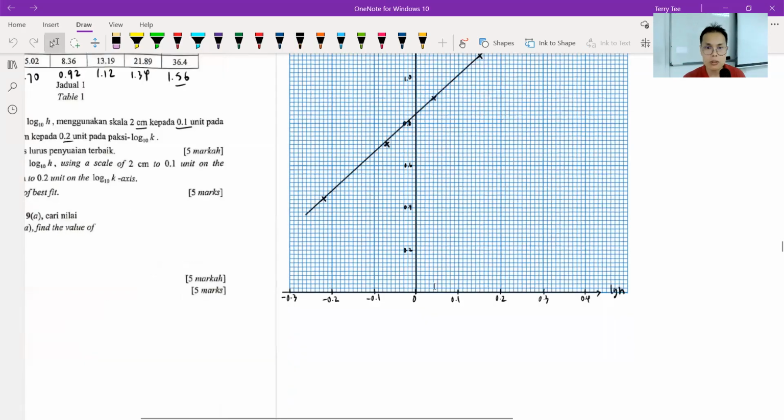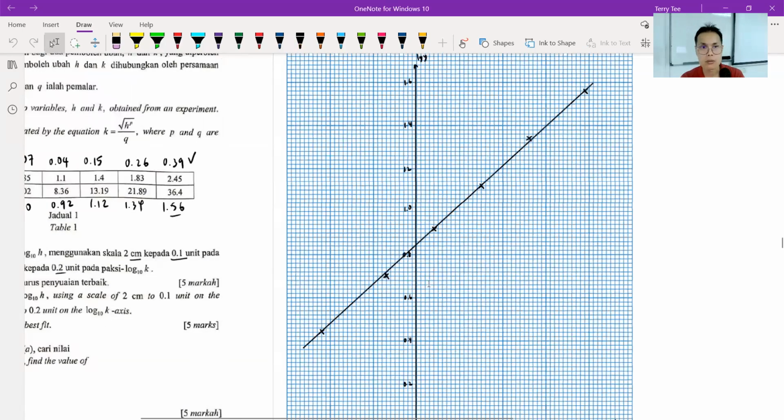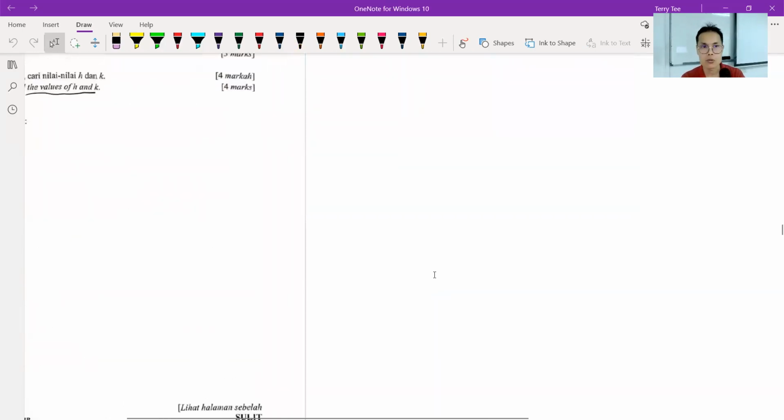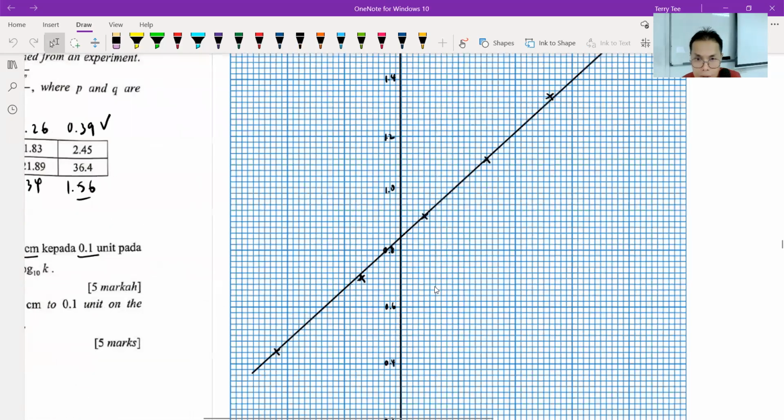Okay, the purpose of plotting this line is to find two things from the graph: the gradient and the y-intercept. My y-intercept, let's zoom in. Yeah, it's over here. This is 0.84. You can see the y-intercept is 0.84.